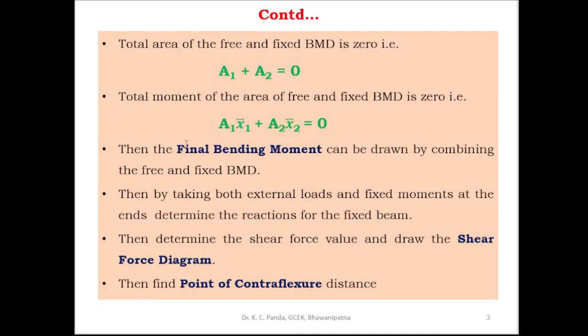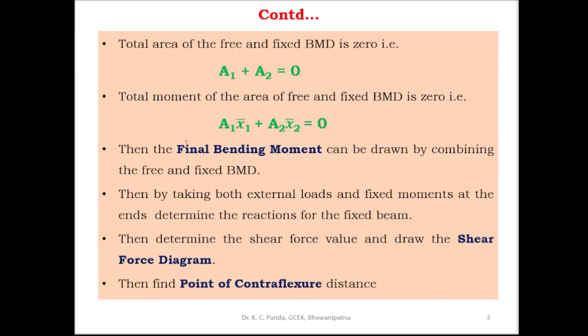In the moment area method, there are two theorems. The first theorem is that the total area of the free and fixed bending moment diagrams is 0. That is, A1 plus A2 is equal to 0. A1 is the area of the free bending moment diagram and A2 is the area of the fixed bending moment diagram. So the summation A1 plus A2 is equal to 0.